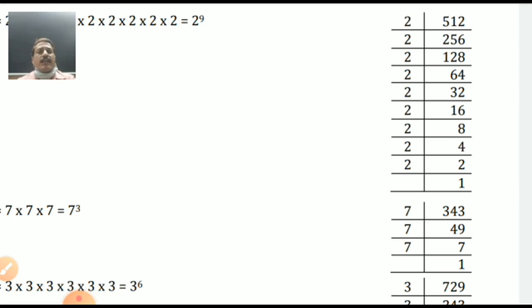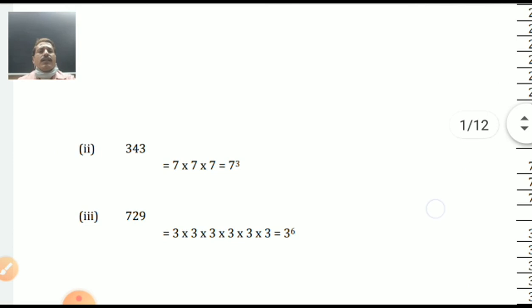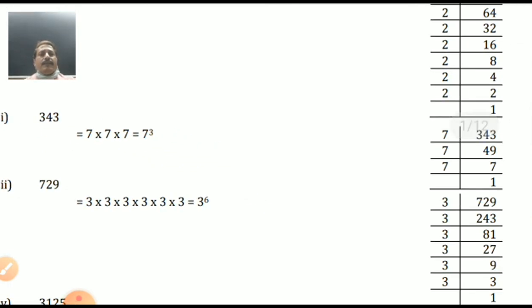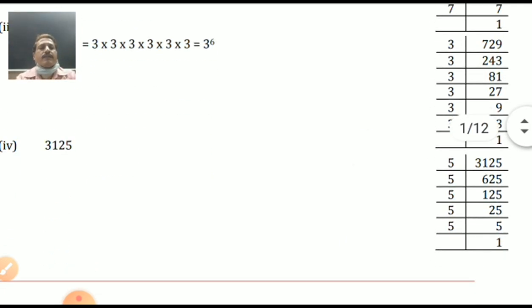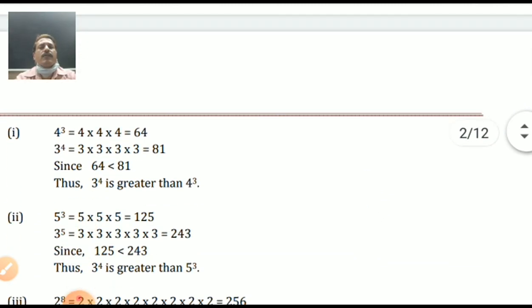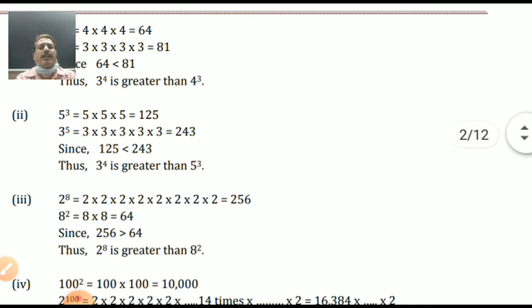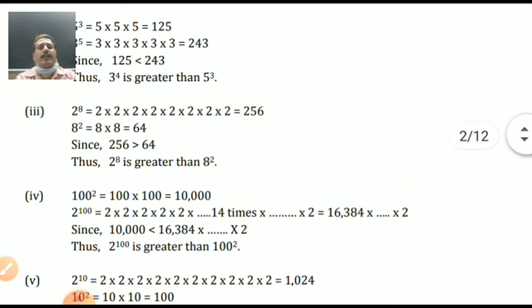Okay, students? Very good. So the same numbers are repeating. Here are the examples of 343 and 729 also. Easy? Will you try it yourself? Yes, that's the confidence. 3125 is also there. Here also the same numbers are repeated. So your answer is so easy.